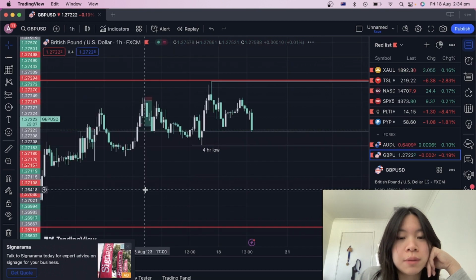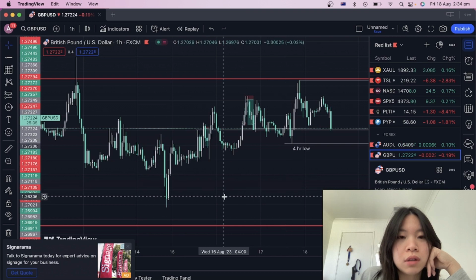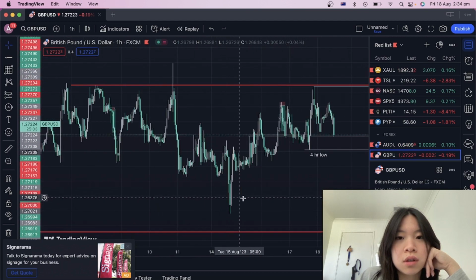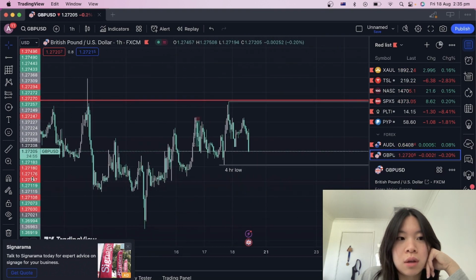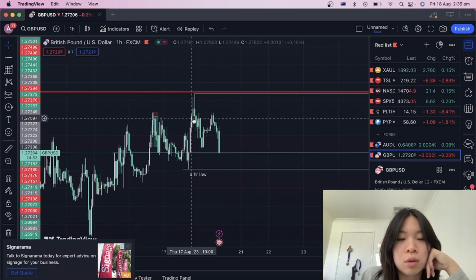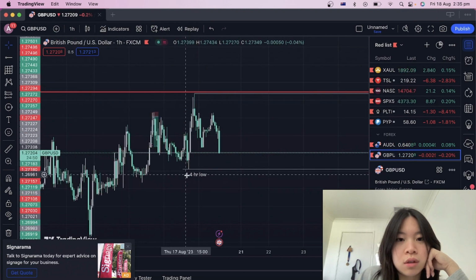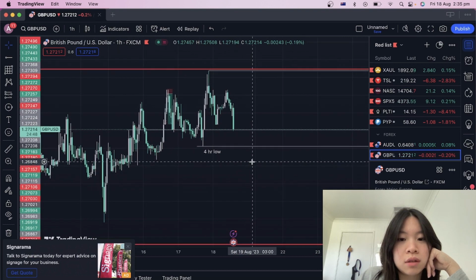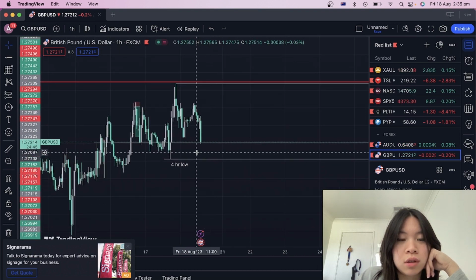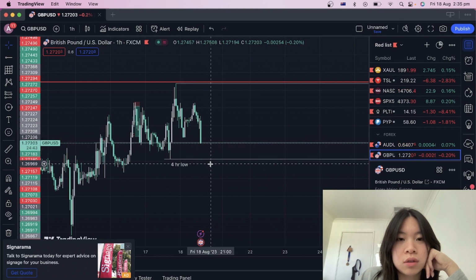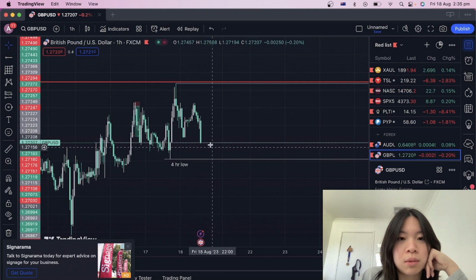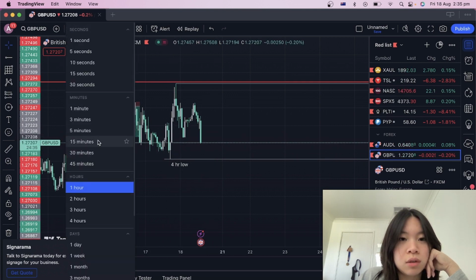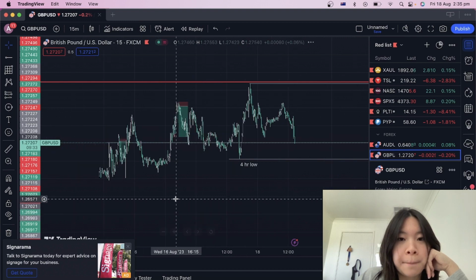Go down to 1 hour. Broken structure here. So the 1 hour is bearish at the moment. I might take a quick trade to buy here if we end up coming here, if we see something here on the 15-minute or something. We'll just have to see.